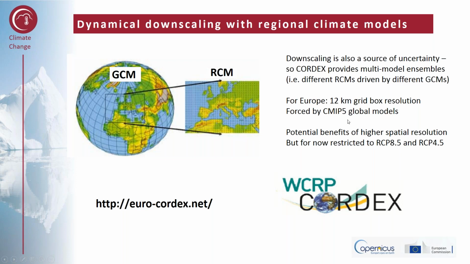So we're taking advantage of the potential benefits of high spatial resolution, but because of the simulations that were performed in CORDEX, it means that we're restricted to looking at 2 of the RCPs, RCP 8.5 and 4.5.